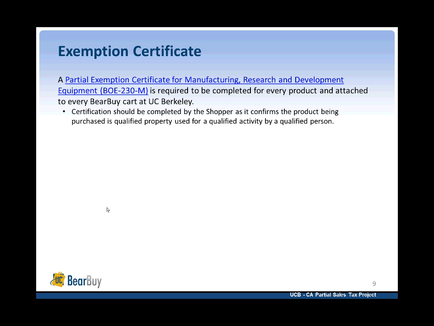A partial exemption certificate for manufacturing, research, and development equipment is required to be completed for every product and attached to every BearBuy card at UC Berkeley. The certification should be completed by the shopper, as it confirms the product being purchased is qualified property being used for a qualified activity by a qualified person.